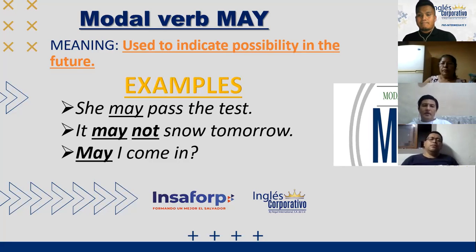Maybe you can also say, may I ask you something? May I ask you something? It goes to the same, ¿verdad? Es possibility, pero between that, we could use it as permission, like asking for permission. Yes? Like in the polite way.